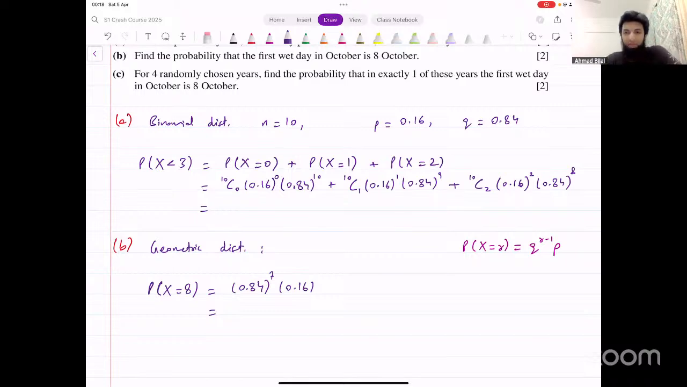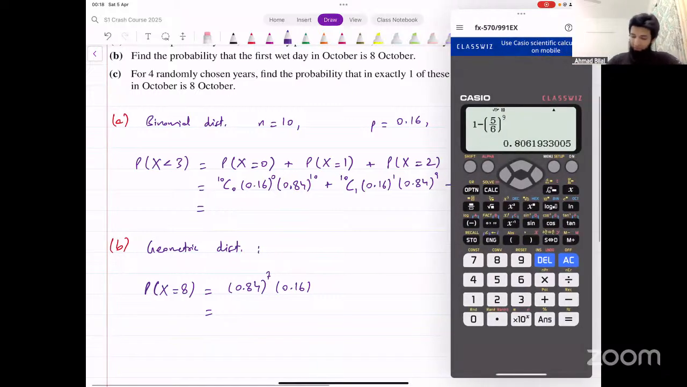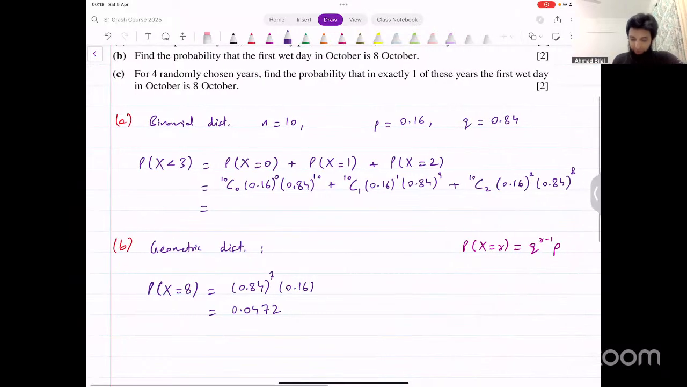Again, a fairly straightforward second part. What do we get from this? 0.84 raised to power 7 times 0.16. That's 0.0472. For the first part, you're saying it is 0.794. Okay, thank you.